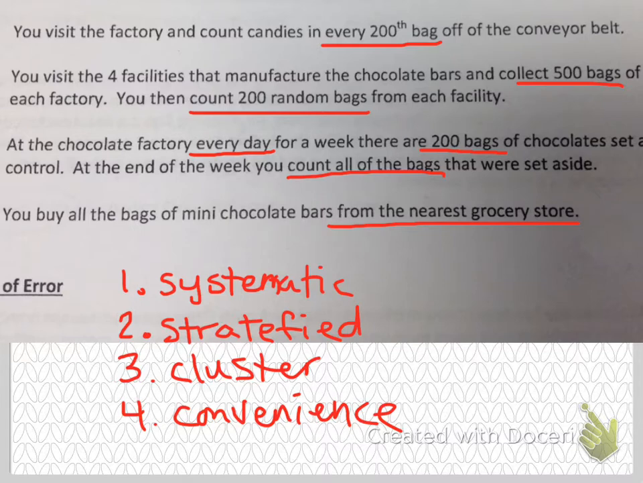And then the last one is convenience sampling, because you simply go to the nearest grocery store and pick up some bags and start counting chocolate. So that's kind of the lazy way to do things. But you definitely didn't go out of your way there, just stopped by and grabbed what was available.